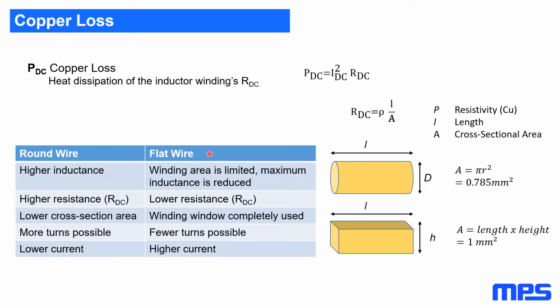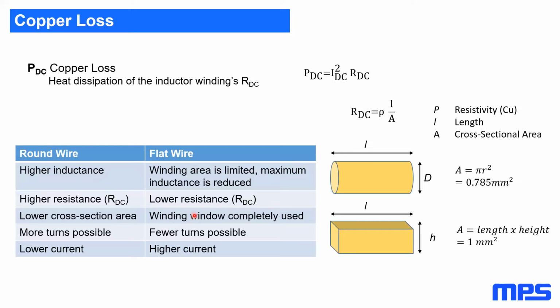When we talk about the flat wire, the cross-sectional area is bigger, so we will need more space to add the turns. This space is limited by the physical geometry of the flat wire. We will be able to use this winding window more effectively, and so we will have fewer turns in general.